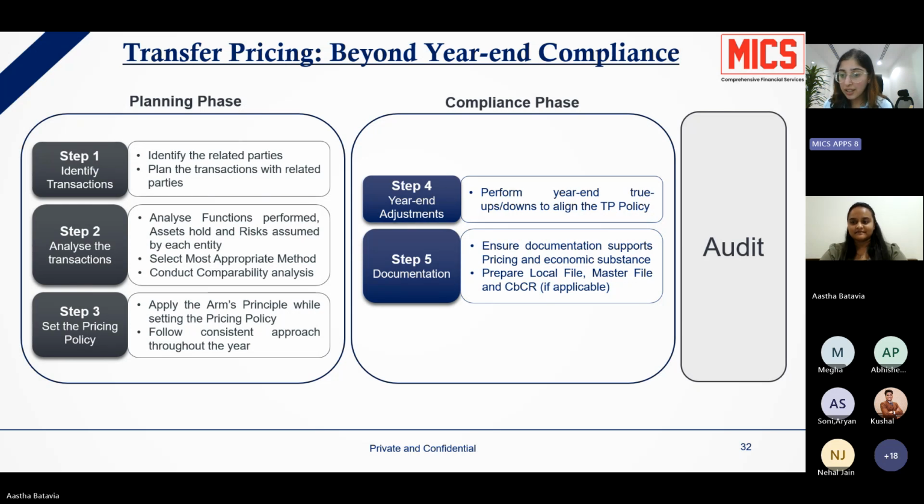You have to make year-end adjustments if they were not done throughout the year. Those are called true ups and true downs in the transfer pricing world. And finally, whatever you have done, you have to document it, followed by your audit.